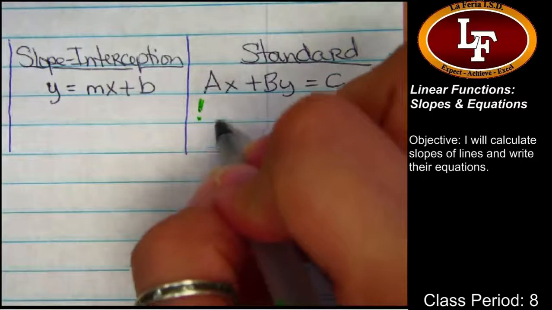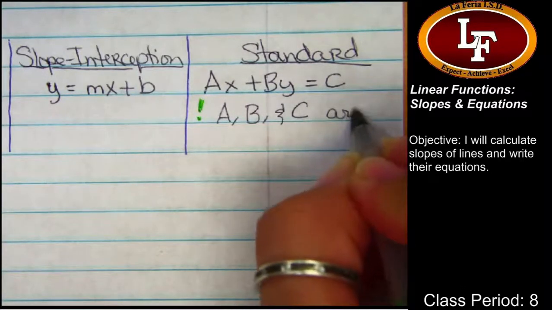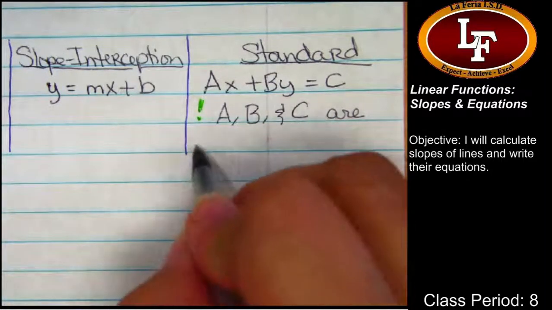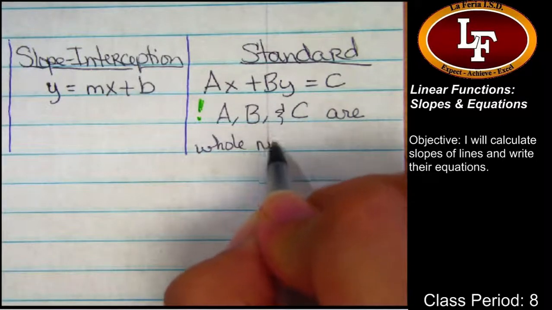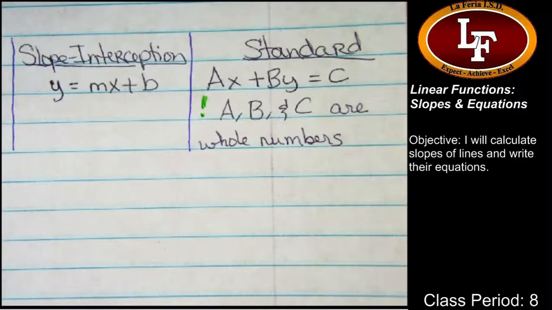Here's the interesting thing. The numbers that are being represented by the capital letters A, B, and C are whole numbers. Which means if I ask you to write the equation of a line in standard form, and you give me fractions or decimals, I have to count it wrong. It has to be whole numbers. They can be in the thousands or in the millions, or they can be single digits. They just can't have fractions or decimals. They can be positive or negative. I don't care, as long as they're whole numbers.